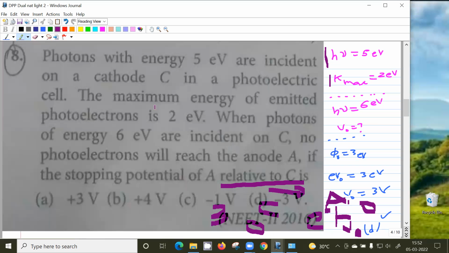Is that clear? Yes, sir. Work function will not change from case A to case B because it's the same metal. Okay, it is used as the cathode. So the work function is the same in both cases. So for the first case, you use the data to get the work function and use it in the second case.